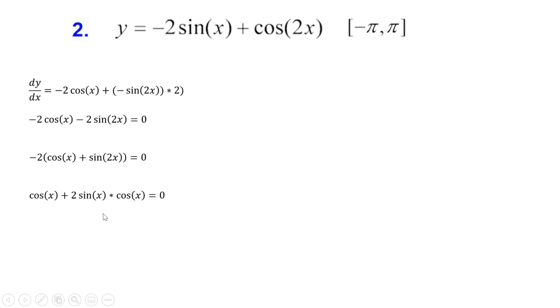Factor out the cosine of x. So if I factor the cosine of x, which is the common factor between both of these, I get the cosine of x times 1 plus 2 sine x equals 0. Does that step make sense?